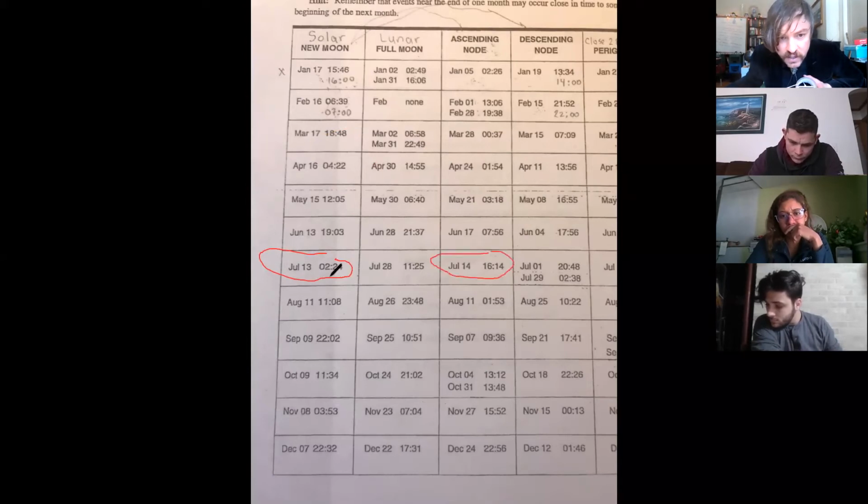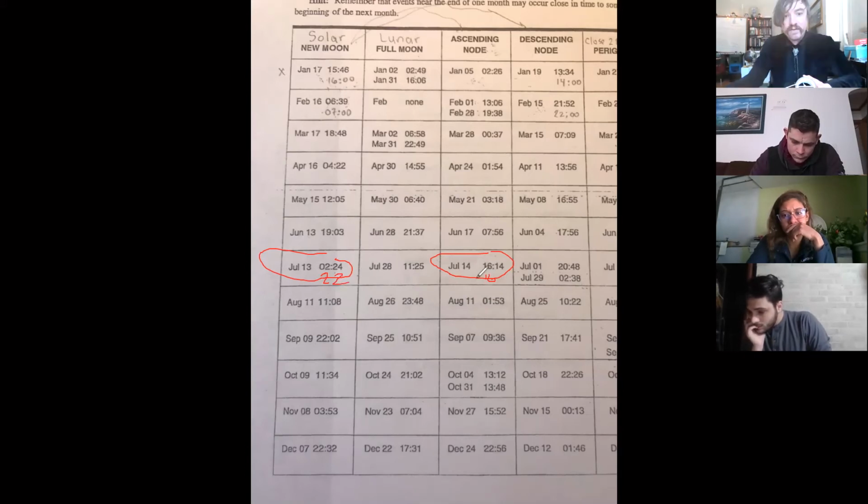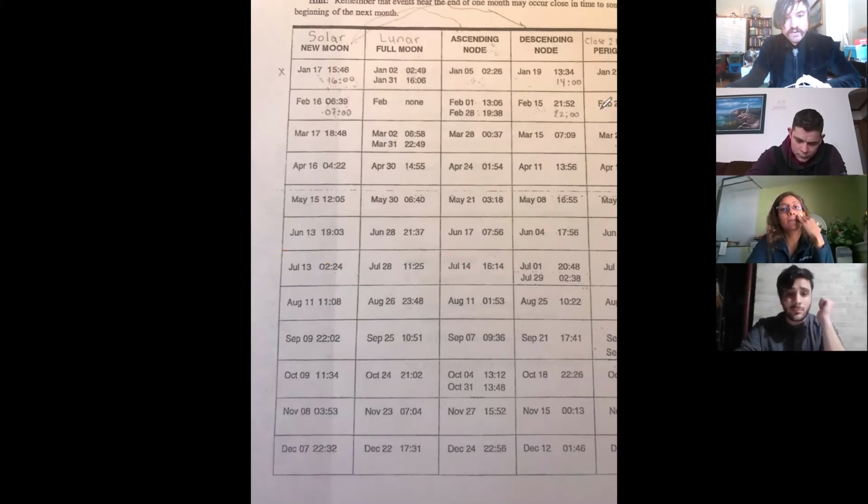Okay, let's count. Let's call this 2 o'clock. Let's call that 16 o'clock. Which came first, the moon or the node? The moon. How many hours are left in that day? 22. 22 hours in this day. But now you have to add the 22 to 16 for the next day. 22 plus 16, okay. You're busted, aren't you? Yep. So that actually doesn't work. But I'm glad you suggested it because it was useful to do it.